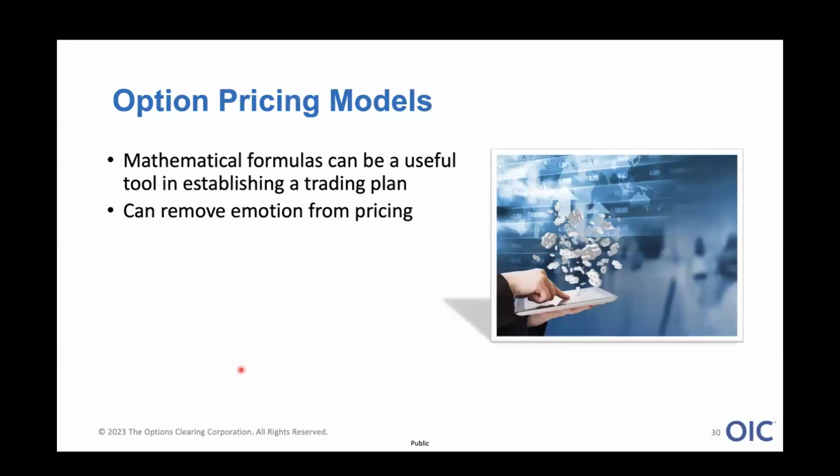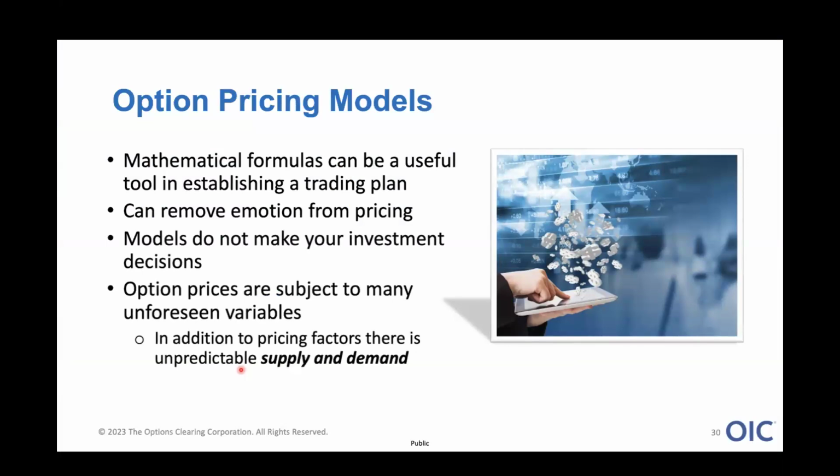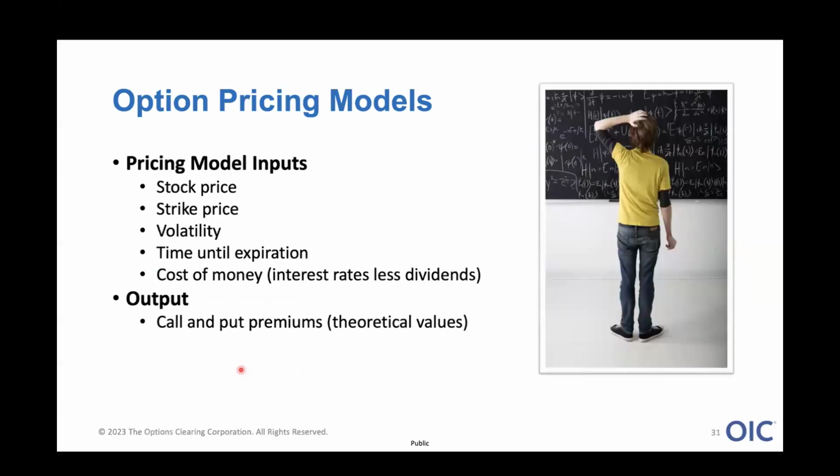All right, so now let's look at pricing models. Pricing models are essentially just mathematical formulas that traders use as tools to help us come up with a fair value for an option. They don't make our trading decisions for us, but they can remove the emotion from the pricing, okay? The prices of any options at any time are always subject to a lot of unforeseen variables, the biggest of which is changes in supply and demand, which directly affect implied volatility. So here are all the inputs that go into a pricing model.